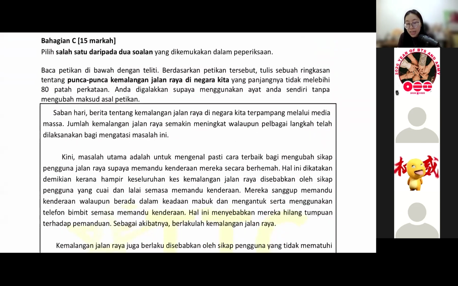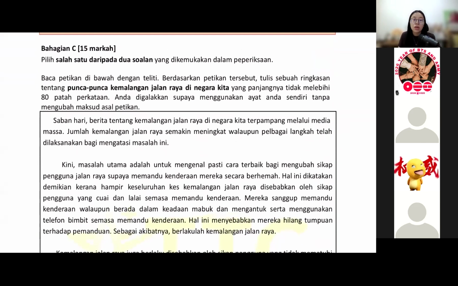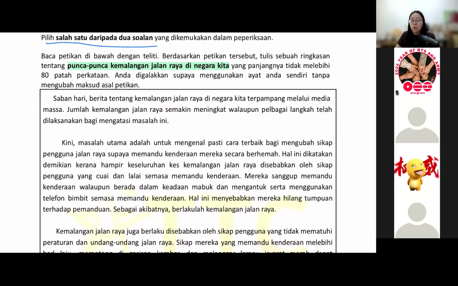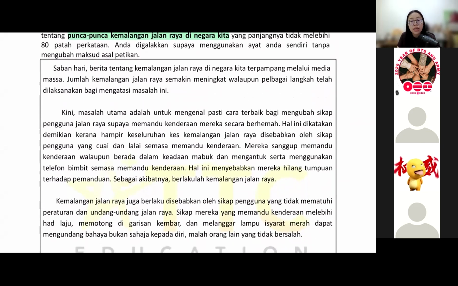Now we go for ringkasan first, very easy. Normally they will say pilih satu daripada 2 soalan. So read the questions. Sometimes they just give you 1 option, sometimes they give you 2 options. You need to see the questions carefully. Now, punca-punca kemalangan jalan raya di negara kita. The reason why accidents happen in our country.